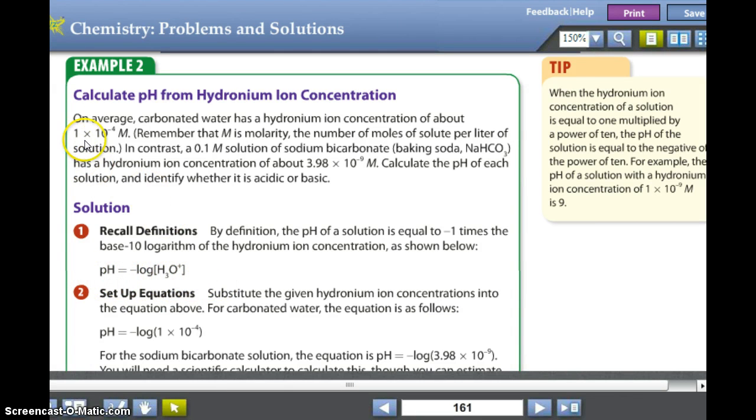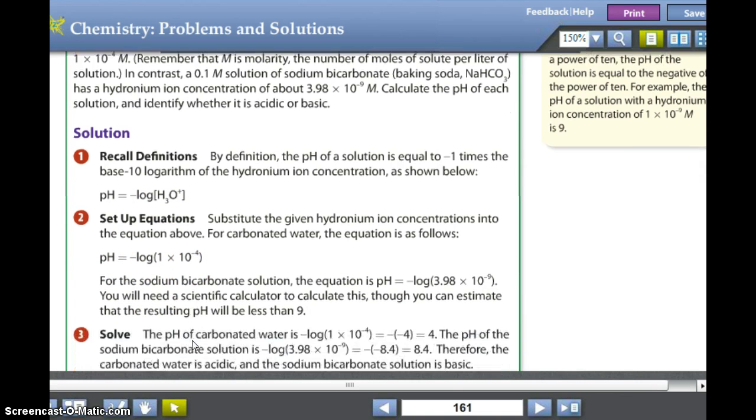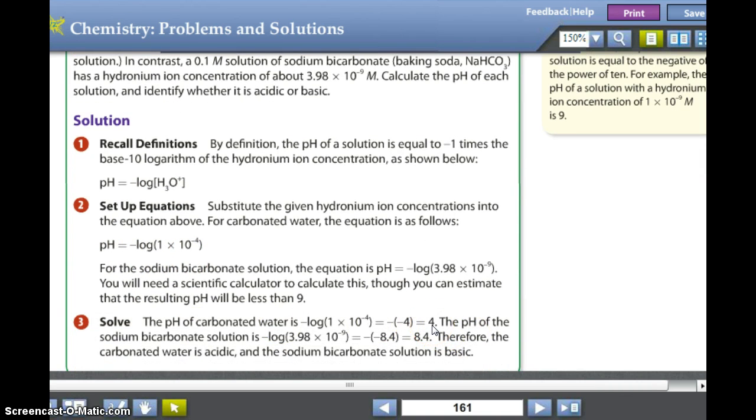And our first concentration is 1 times 10 to the negative fourth. So it's pH equals the negative log of the hydronium ion concentration. pH, negative log of 1 times 10 to the negative fourth, is going to give you an answer of 4. For the sodium bicarbonate, we're going to do pH, negative log of 3.98 times 10 to the negative 9th, and our answer is 8.4.